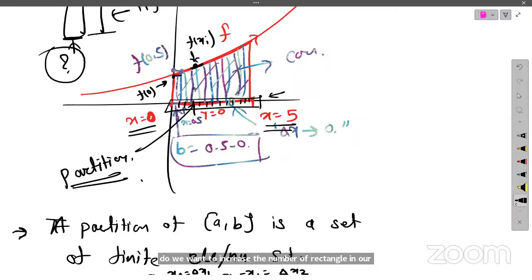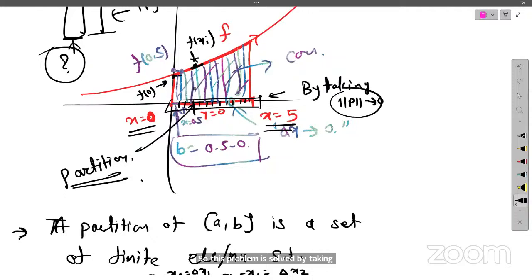This problem is solved by taking the limit norm P equals 0. If we apply this particular limit, we can resolve this issue, because we can then consider infinitely many, so many fine rectangles in this particular area.